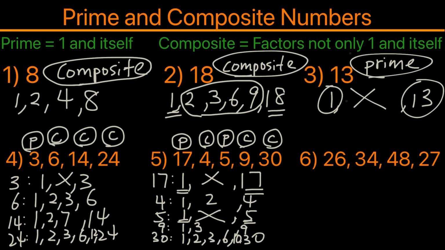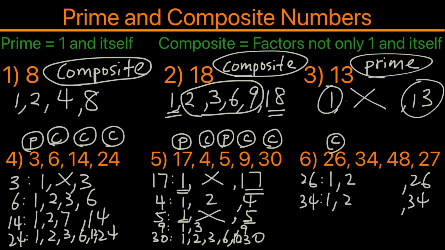Now moving on to example 6. 26, 1 and 26. By now you should be able to see a pattern. As long as there's a number in between, we can simply list it as composite. So 26, 2 times 13 is 26, so we can already list this as composite. 34, 1 and 34. 2 works, so that's going to be a composite. 48, 1 and 48. Again, 2 works, so immediately that will be a composite number.